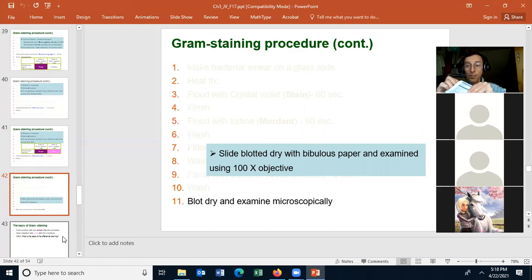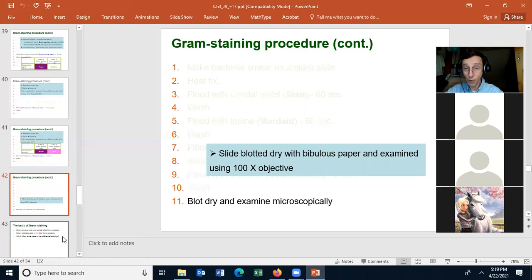You don't wipe the bibulous paper on the slide because that'll wipe off the cells, but you blot it. So you fold it usually and then just press to get most of the water off the slide.